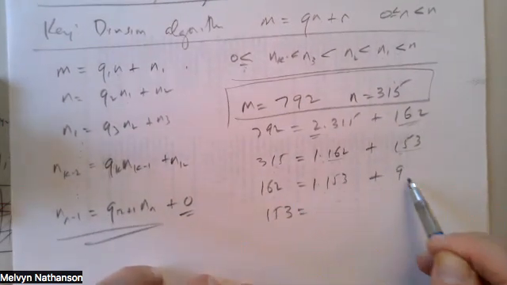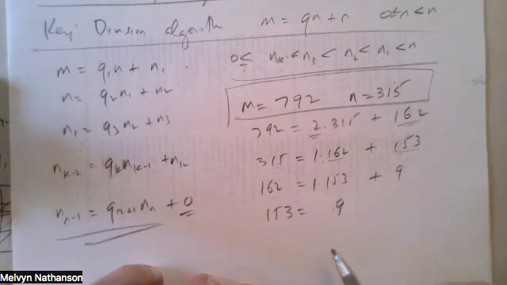Take 153 and divide by 9. What is the quotient? What is the quotient? Oh, the quotient?